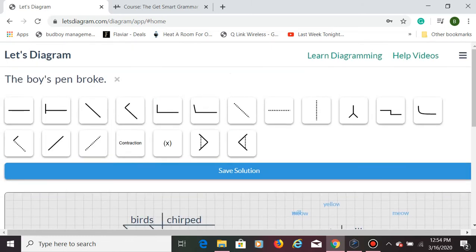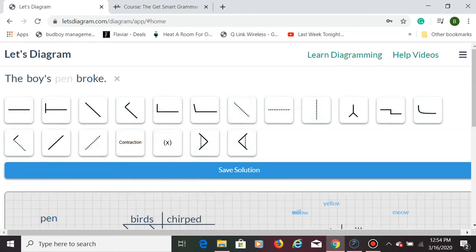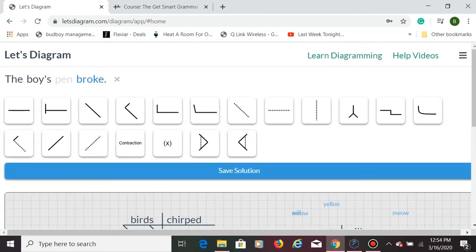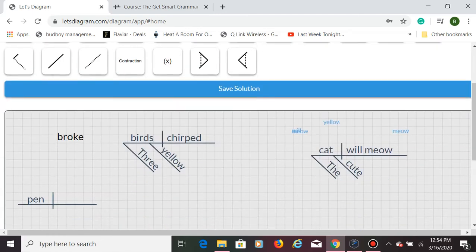Now, what is the subject of the sentence? The boy's pen broke. The subject is pen. So let's take pen down here and put it in our subject area. Pen. And then, what is our verb? What did the pen do? It broke. Broke is our verb, the action word.